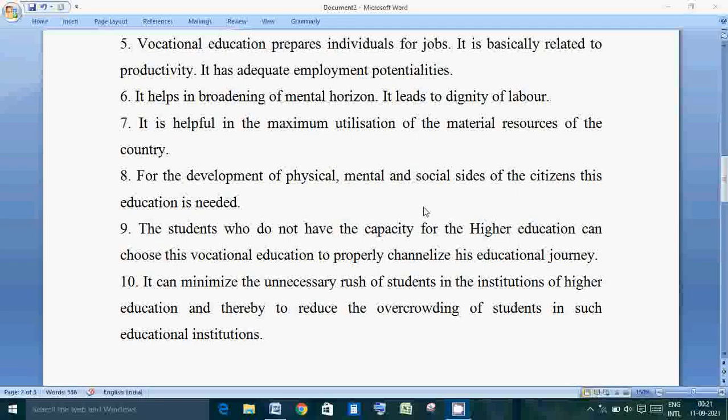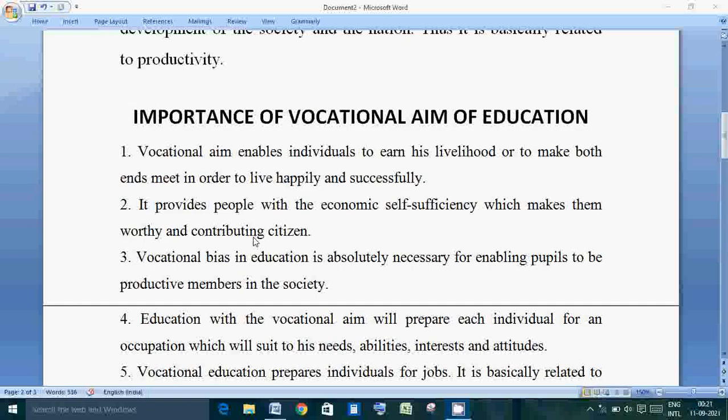So these are the important points of the vocational aim of education.